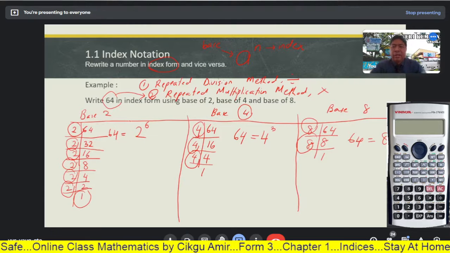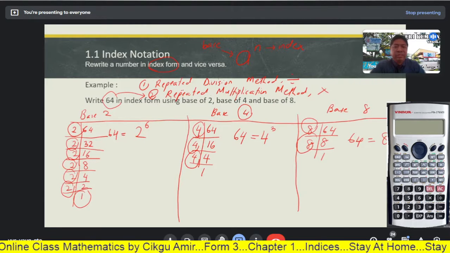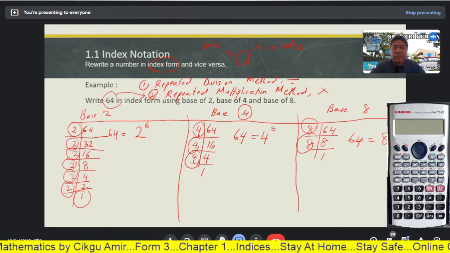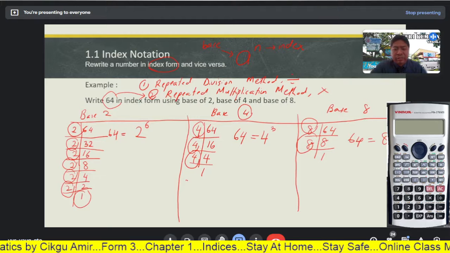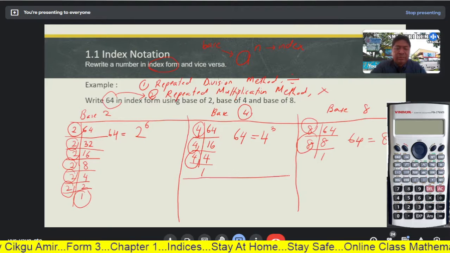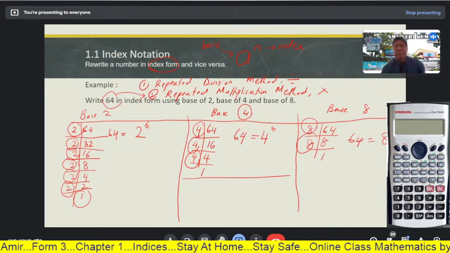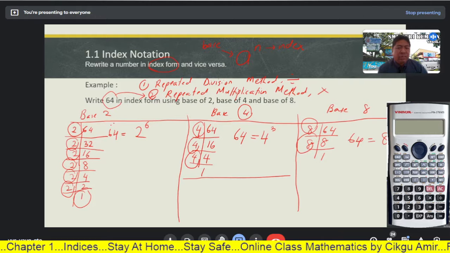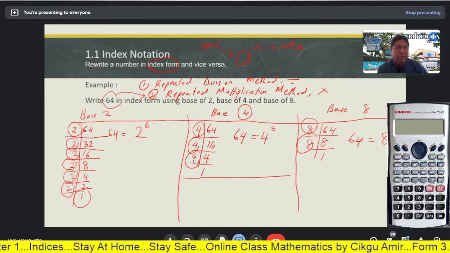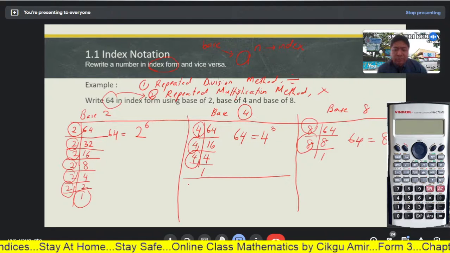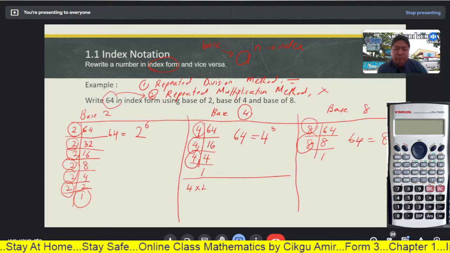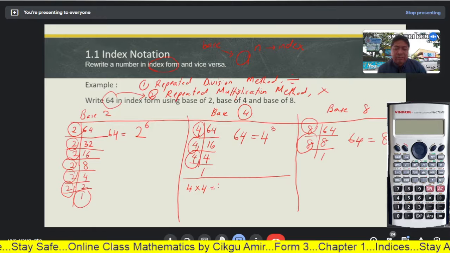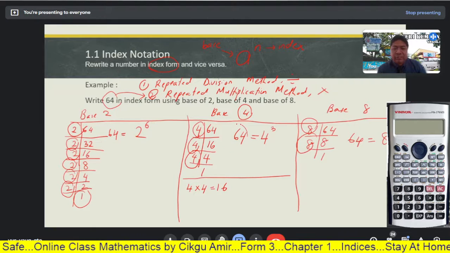How about the second one? Repeat multiplication method. I'm using base 4 as an example for the repeat multiplication method. So the base is 4. 4 times 4 is 16. Not 64 yet.